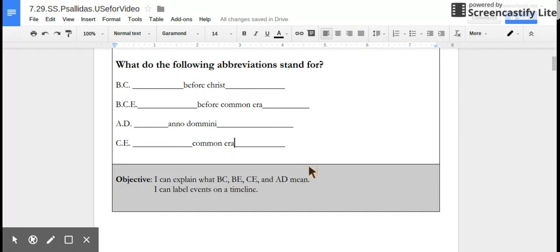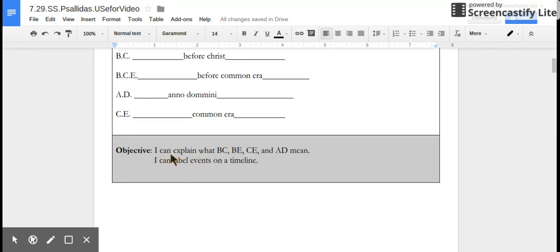So our objectives today are I can explain what BC, BCE, CE, and AD mean, and I can label events on a timeline.